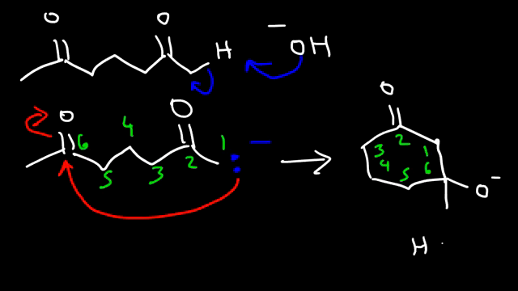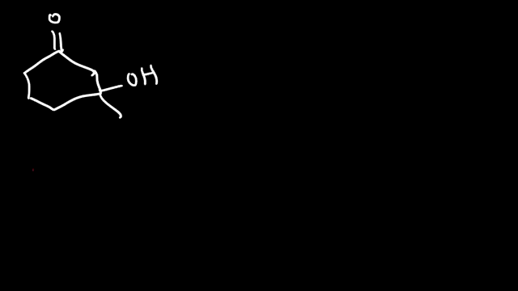So now let's protonate the alkoxide ion. So this oxygen is going to grab a hydrogen from water, regenerating the hydroxide ion. And so the product that we have right now is called a beta hydroxy ketone. So here is the alpha carbon, here's the beta carbon. And so we have a hydroxyl group on a beta carbon. So that's a beta hydroxy ketone.